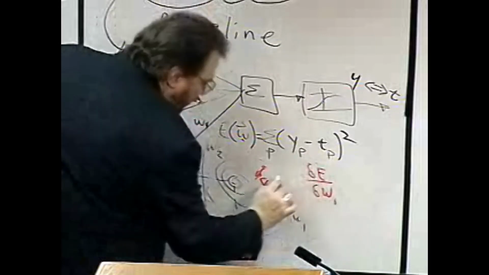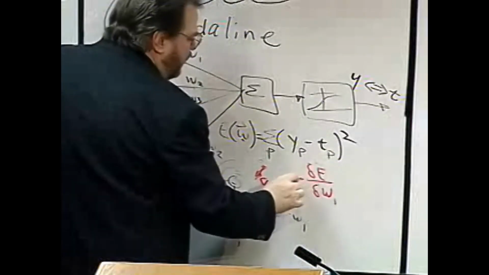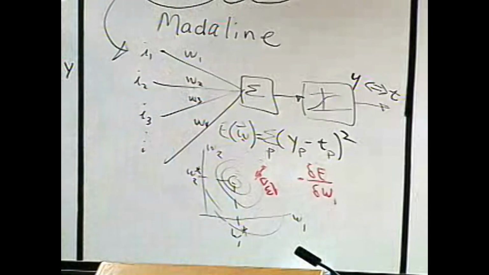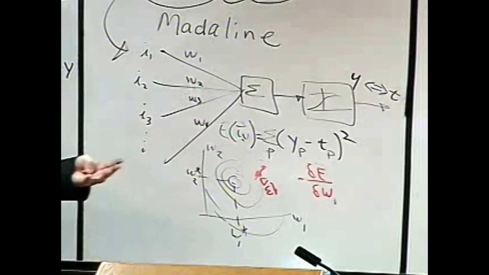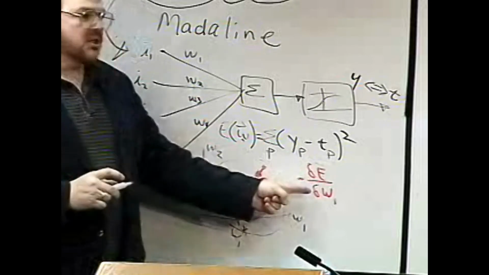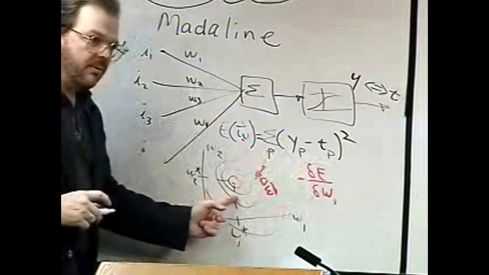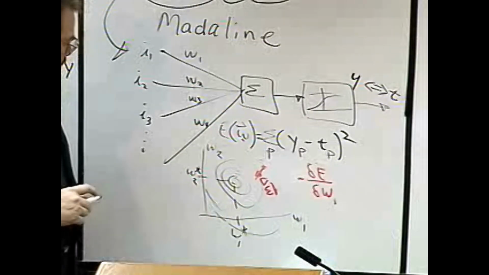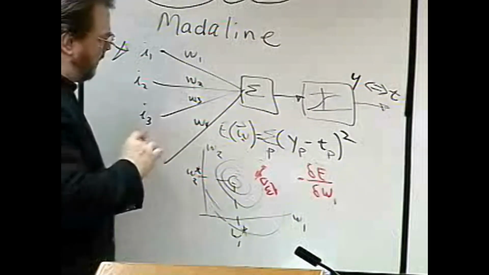In the W1 direction, it's proportional to minus the partial of E with respect to omega 1. In other words, you want a derivative, right? A derivative will give you the slope. And minus that slope will give you a step in the direction where you go downhill. And so indeed we have that.